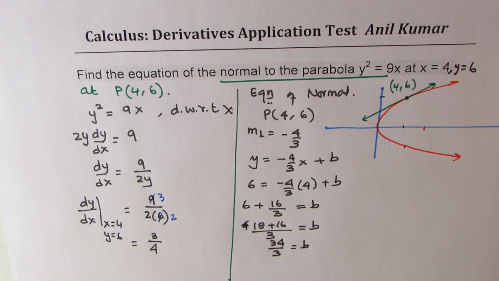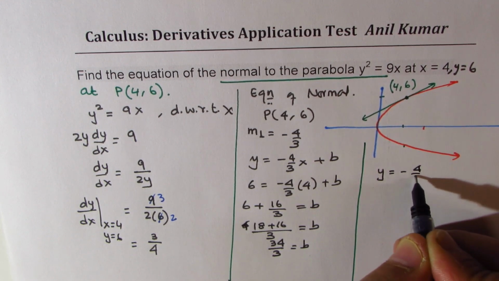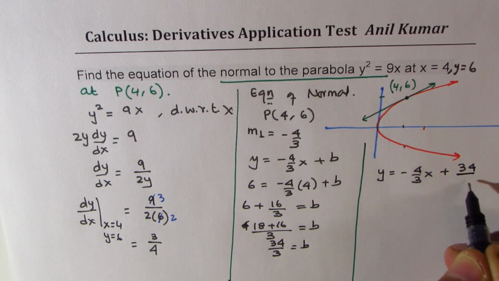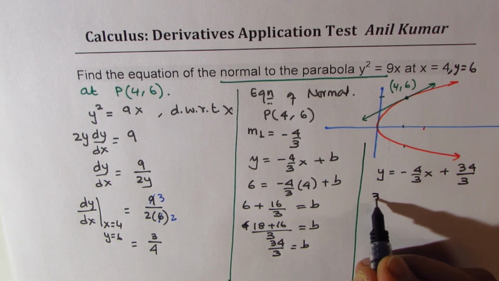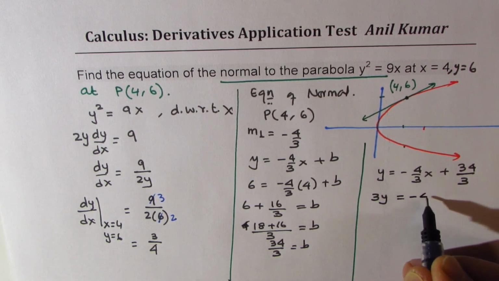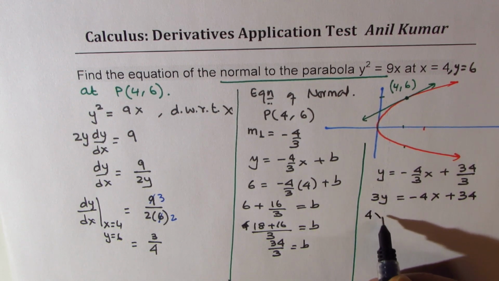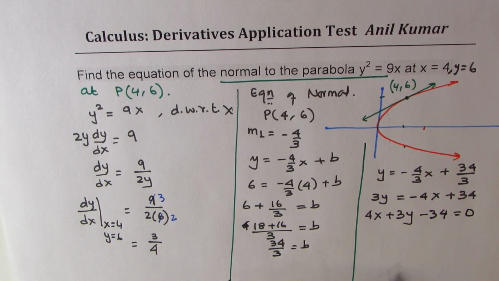So from here we can write down our equation, which is y equals minus 4 over 3 x plus 34 over 3. You could write it in standard form also. Multiplying by 3, we get 3y equals minus 4x plus 34. Bringing the terms together, 4x plus 3y minus 34 equals 0. So that becomes the equation of the normal for us. Is that clear?